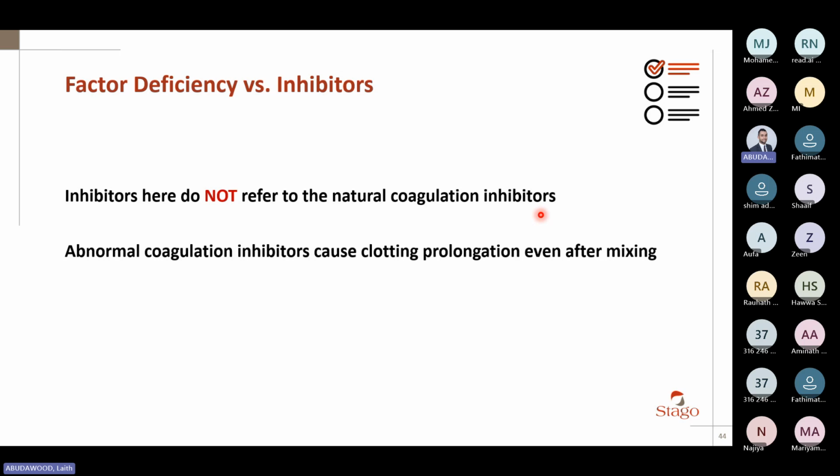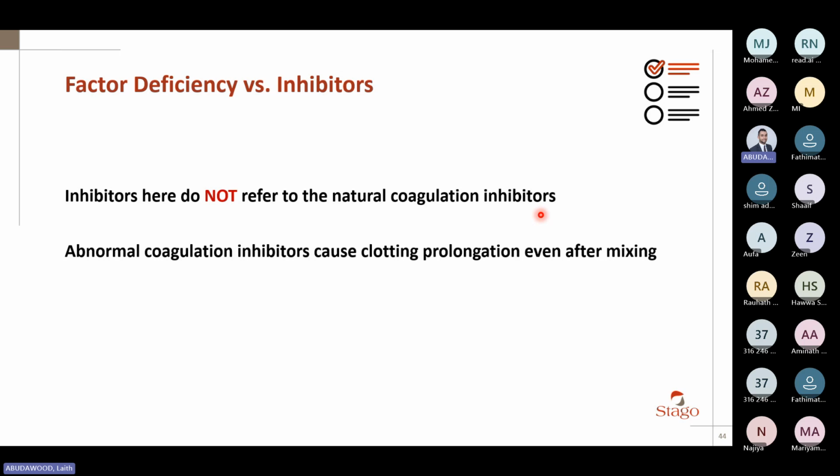These ones, protein C, protein S, and antithrombin, usually do not have any effect on your regular coagulation assays. If antithrombin is low, your PT and APTT will be normal. If protein C or protein S are low or defective, your PT and APTT will be normal. So they have absolutely no impact on your factor assays.